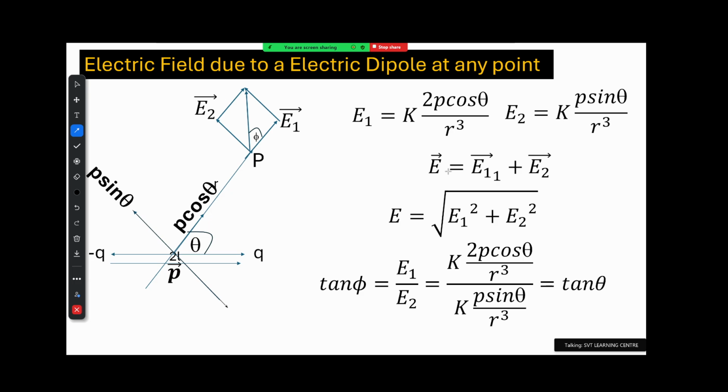Since they are vectors, E will be equal to E1 plus E2. So E will be equal to the square root of E1 squared plus E2 squared. So tan psi will be equal to E1 upon E2. Psi is the angle between the resultant E and E1. Putting the value, you get that tan psi will be equal to 2 tan theta.